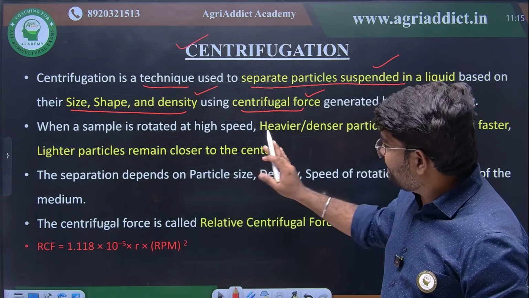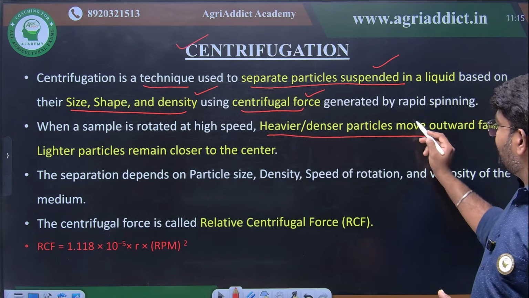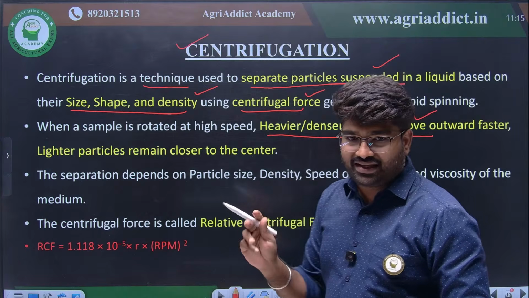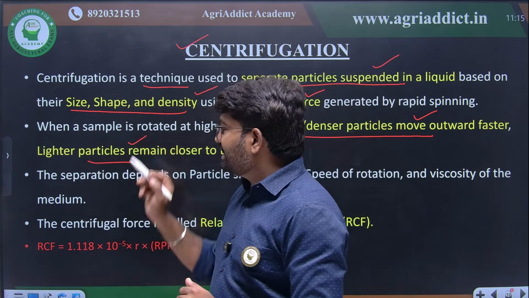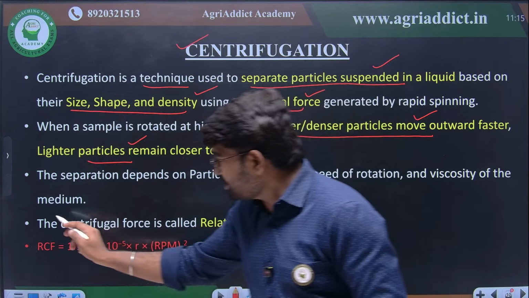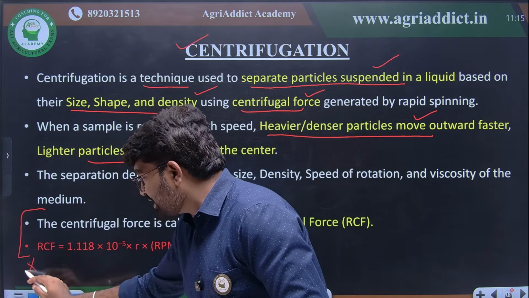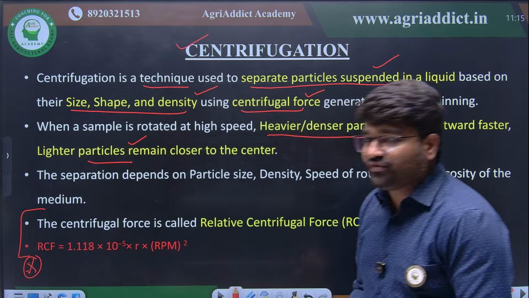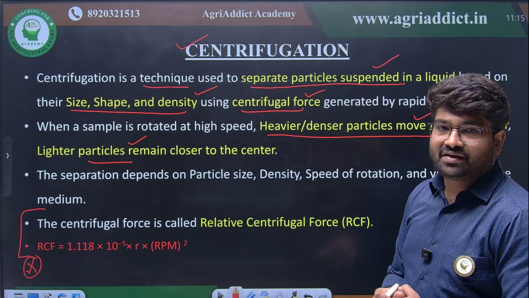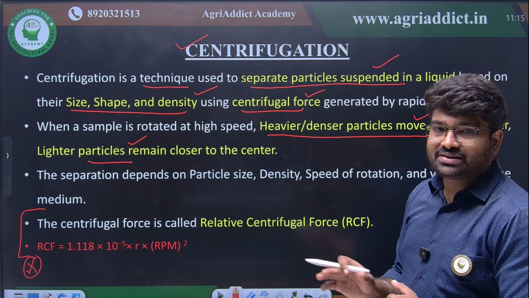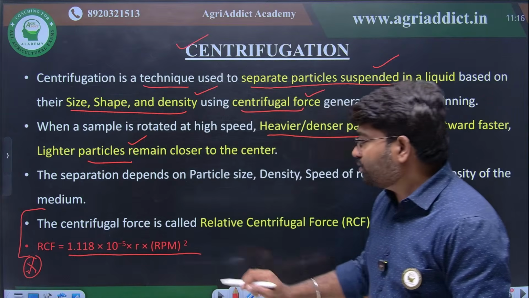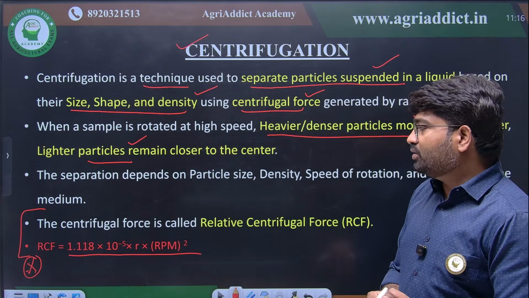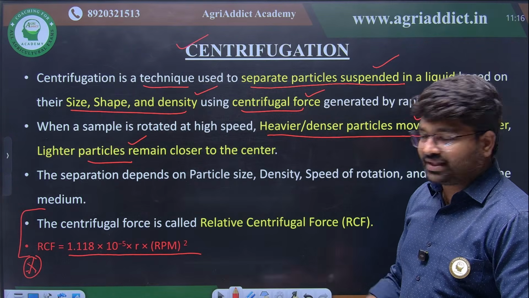This is another important point. A heavier or denser particle moves outward, that means it will settle first. Then lighter particles will settle last. This is the most repeated objective question they are asking: 1 RCF is equal to how much RPM? 1 RCF is equal to 1.18 into 10 to the power minus 5 into R into RPM square. You just remember this one.